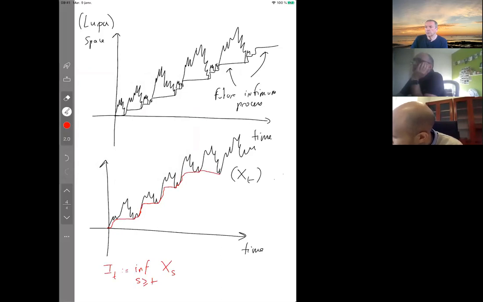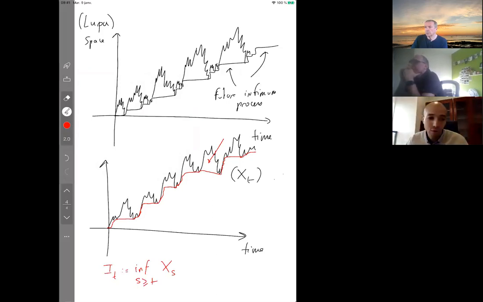And so when you look at the excursions of your process above the future infimum process, you get loops, you get excursions. When your process X is what we call the perturbed reflected Brownian motion, the excursions above the future infimum process form a loop soup. Okay, that's just what I wanted to say.